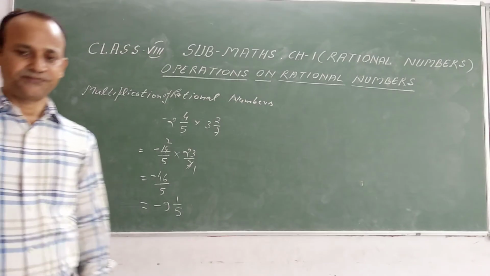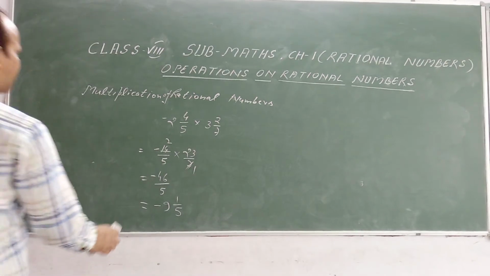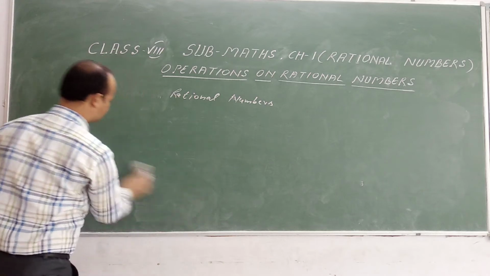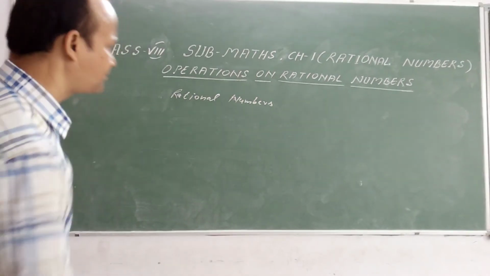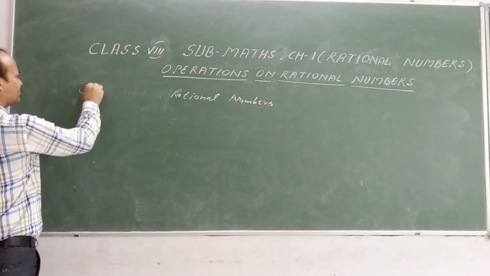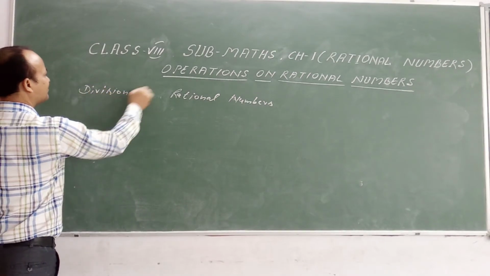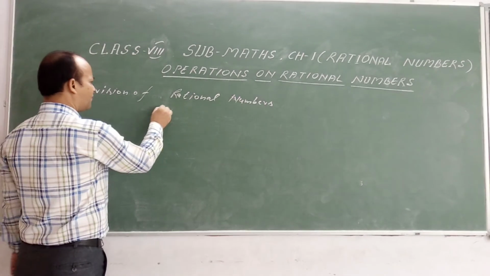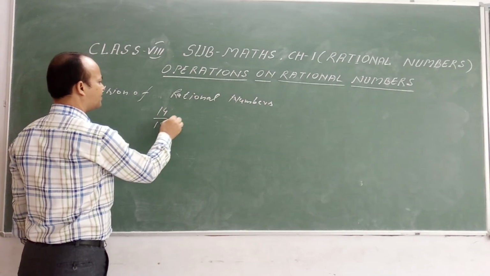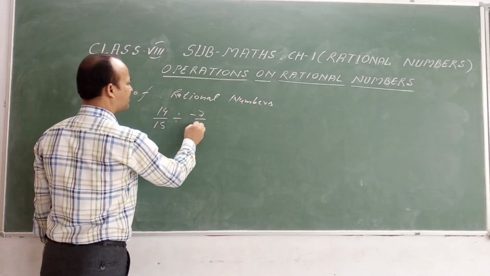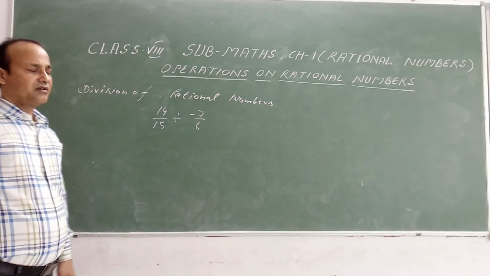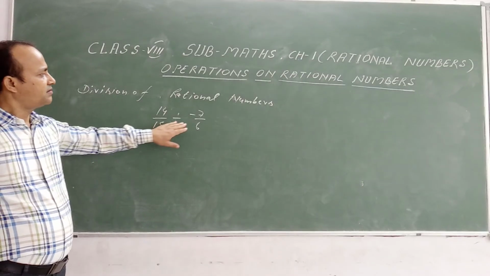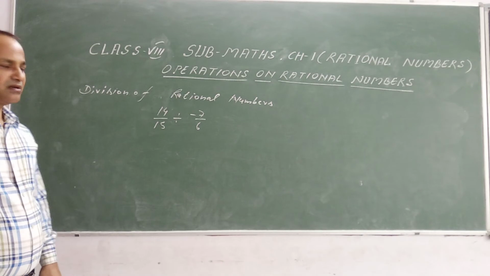And the last topic is division of rational numbers. Division of rational numbers. Take an example. 14 upon 15 divided by minus 7 upon 6. 14 upon 15 is a rational number and minus 7 upon 6 is also a rational number.